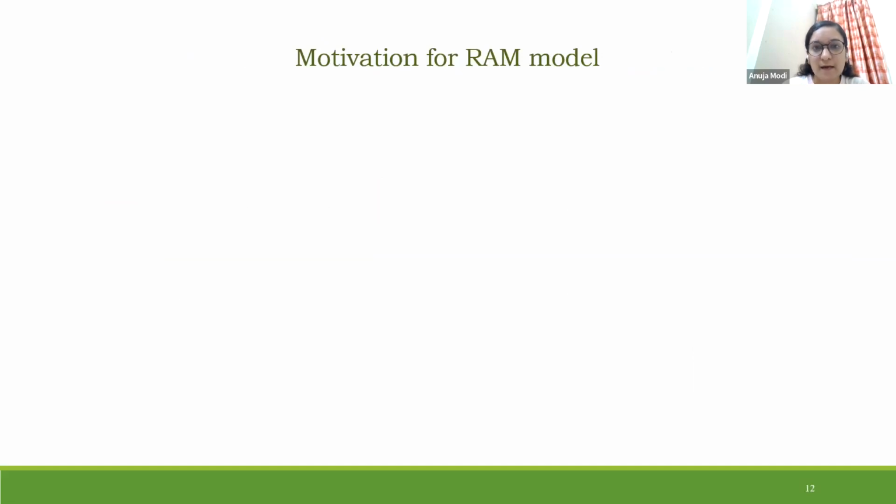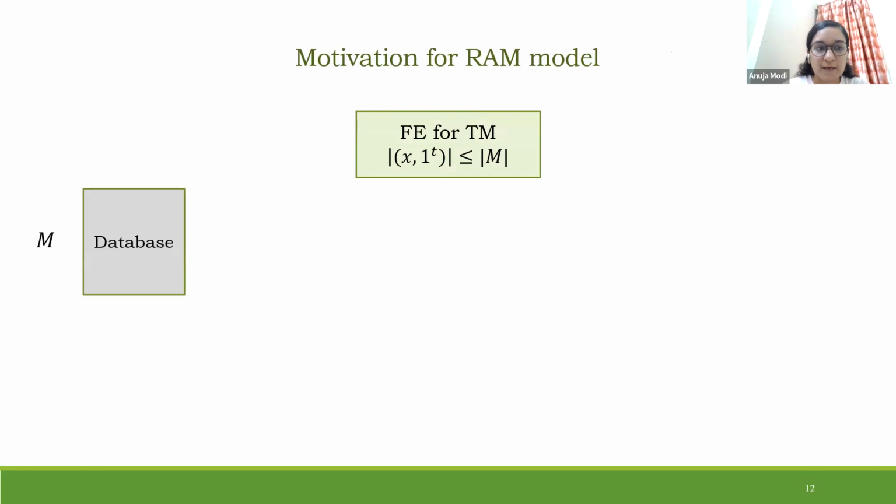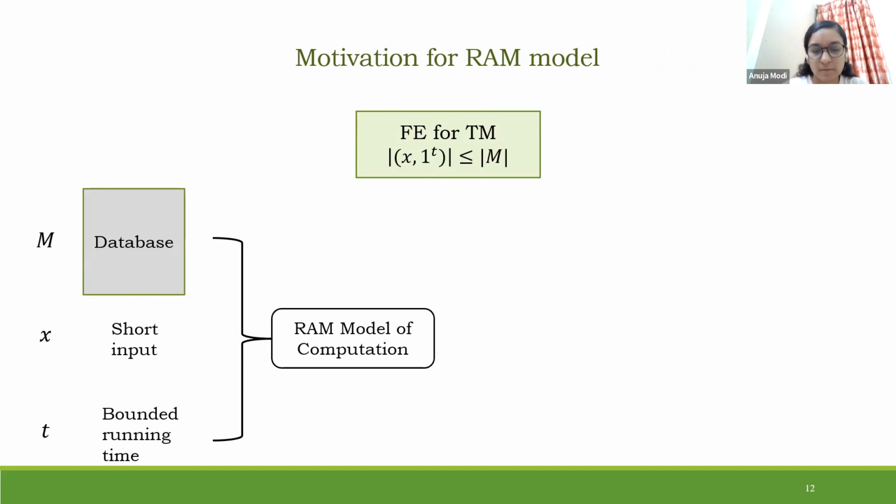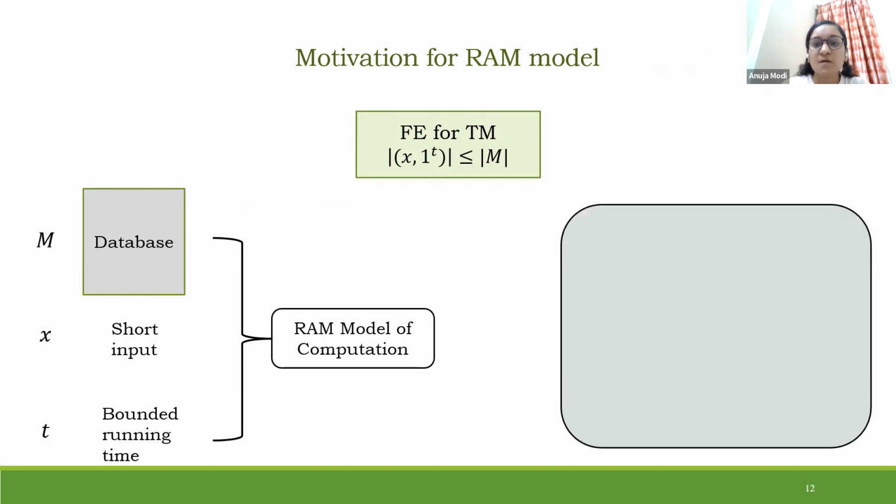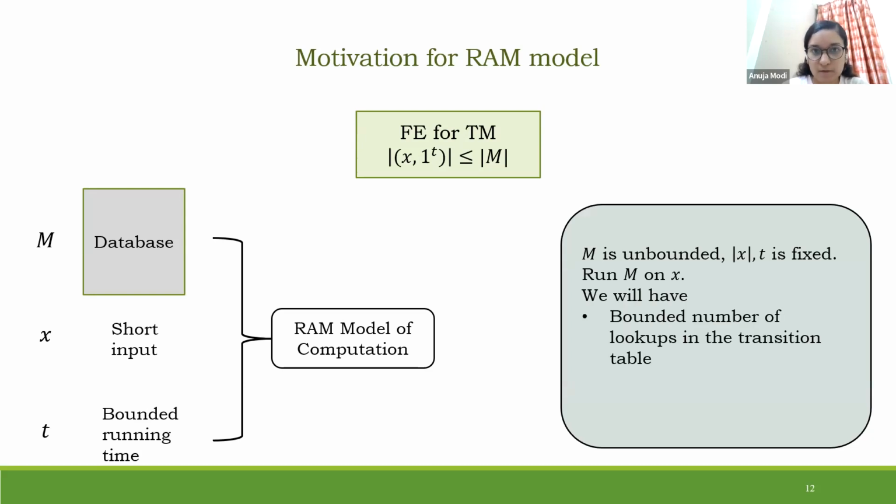So the motivation for the RAM model of computation is that we have to construct FE for Turing machine for the case where the machine size is unbounded. So we can think of M as a large database, X as a short input, and T as a bounded running time. So this naturally suggests the idea of the RAM model of computation. When we run M on X, we will have a bounded number of lookups in the transition table and a bounded number of steps, because here T is bounded no matter what the size of the database is.